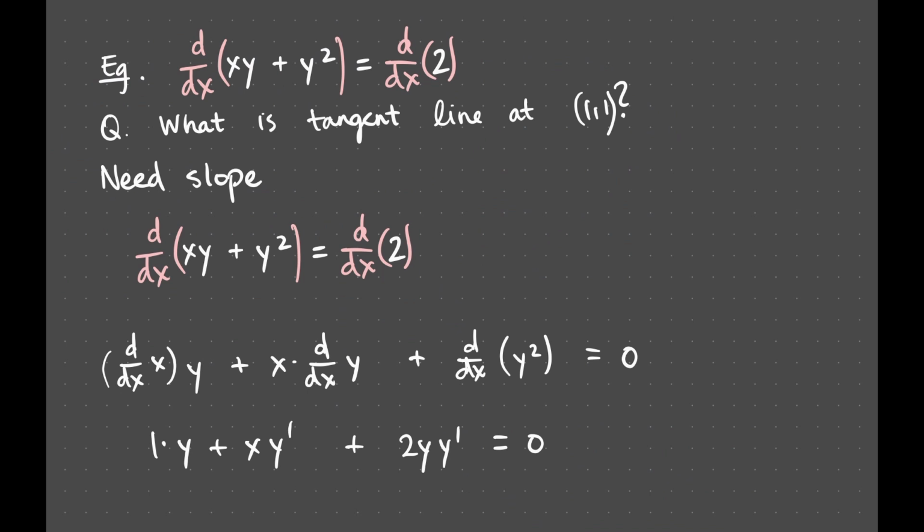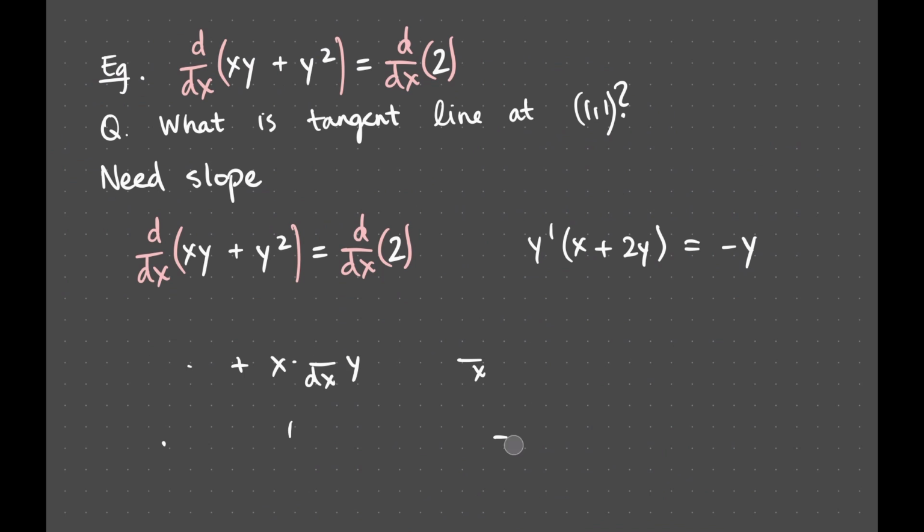So what we're left with is the equation y plus x times y prime plus 2y times y prime equals 0. The quantity we're interested in is y prime, so we'll try to isolate it. First, we'll subtract y from both sides, and then we can factor out a y prime from the left to get y prime times the quantity x plus 2y equals minus y. Dividing both sides by x plus 2y shows that y prime is given by minus y over x plus 2y.